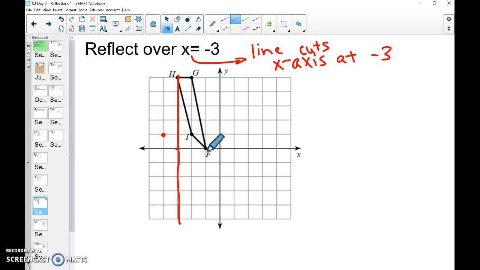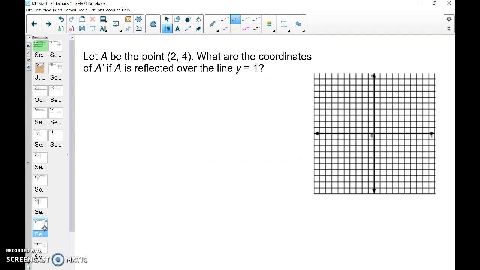I prime, F prime. Again, I'm counting my units. H is on the line, so it's going to stay in the same spot. And G is 1 unit away, so it's G prime. So there's H, I, F, G. And it's reflected across. All right.